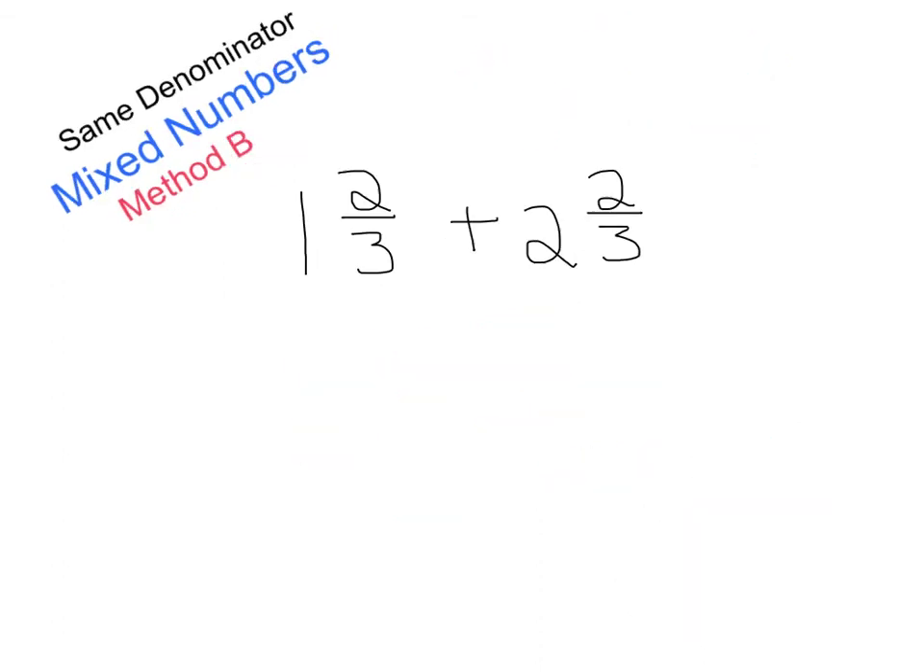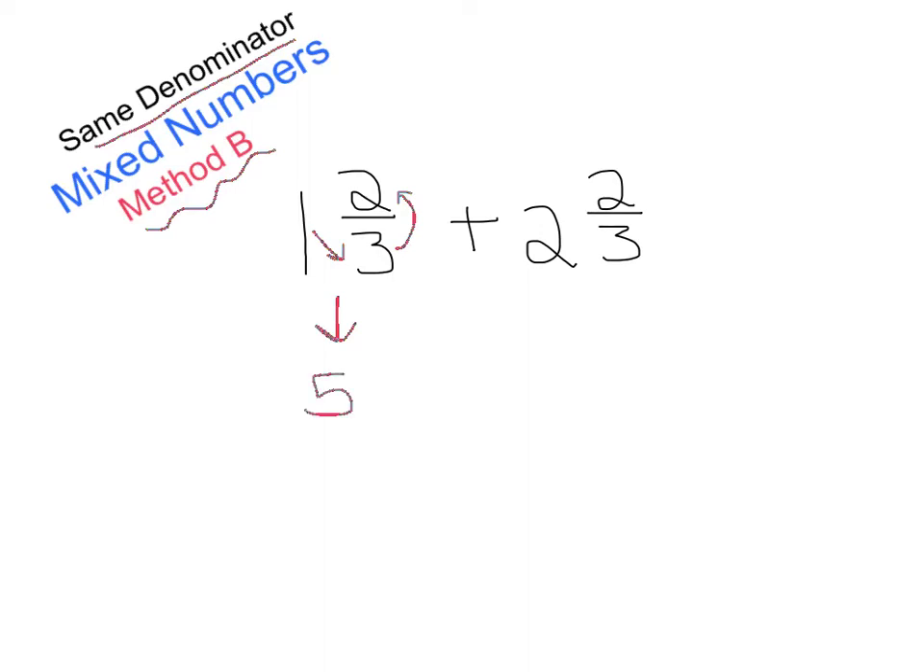Okay, here's our last example where we have the same denominator and we have two mixed numbers, and here's the other way, method B, that you can use to add mixed numbers. So instead of breaking them apart and adding the whole numbers and then the fractions, what you can do is change them both to improper fractions. So for the first one, you're going to do 1 times 3 plus 2. So 1 times 3 is 3, plus 2 is 5.